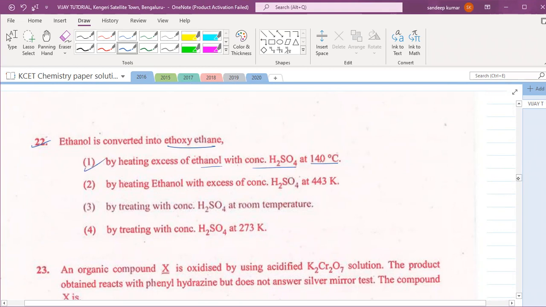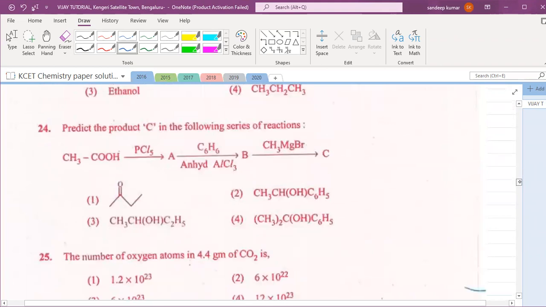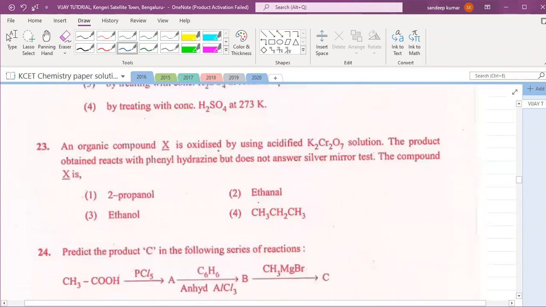Next, question number 23. A compound X is oxidized by using acidified K2Cr2O7. The product obtained reacts with phenyl hydrazine but does not give the silver mirror test. The compound X is nothing but 2-propanol, CH3CH(OH)CH3. 2-propanol does not give the silver mirror test, so this is the correct option.